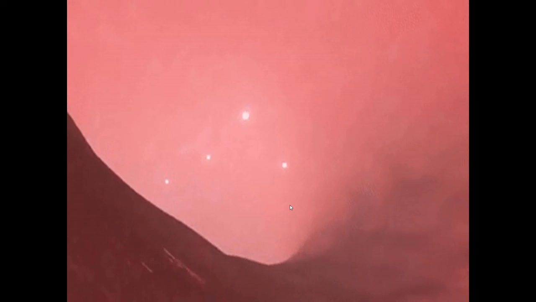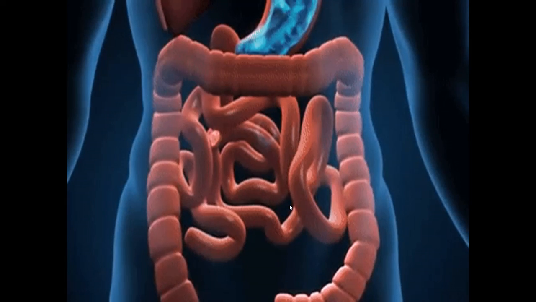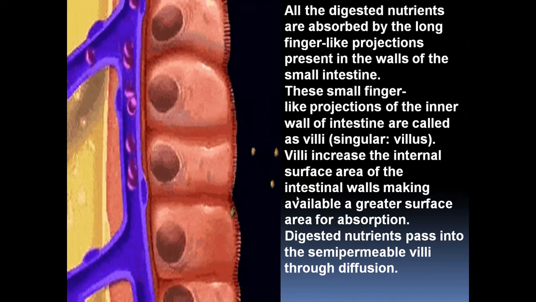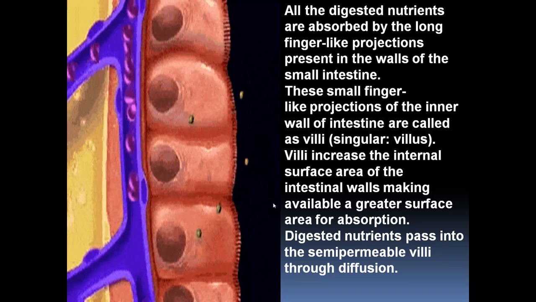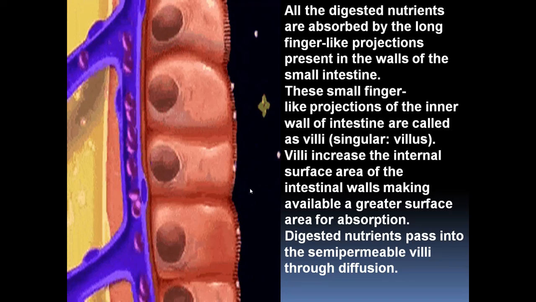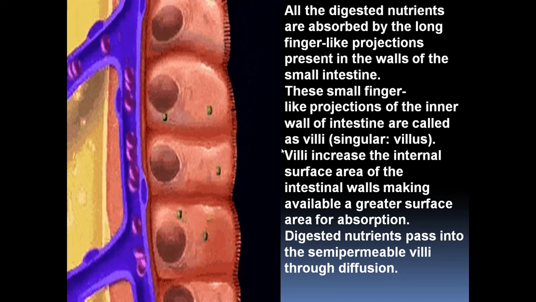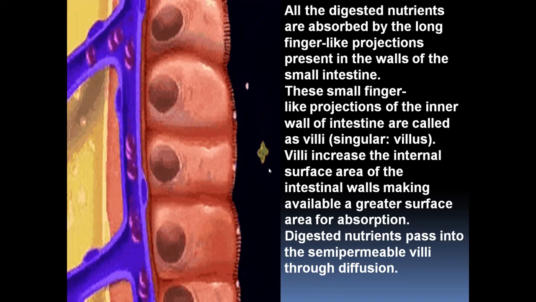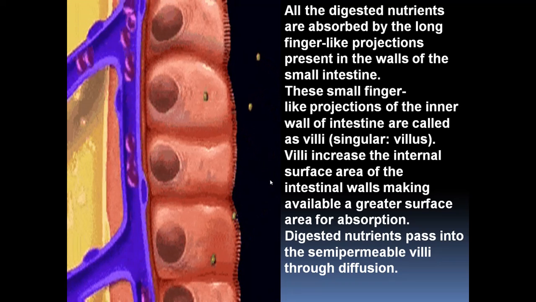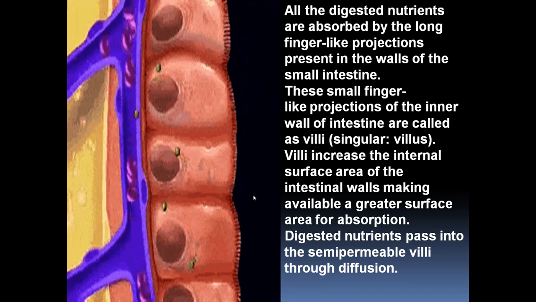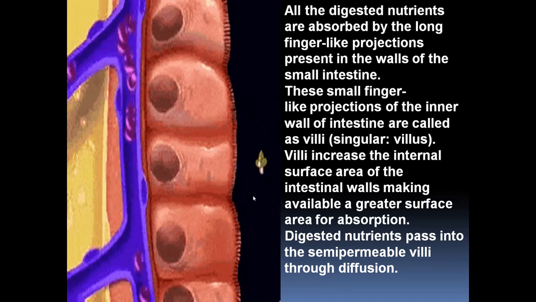Just look at the image here. Here you can observe this is the inner wall of the small intestine. It consists of many finger-like projections called villi that help in absorption of nutrition. All the digested nutrients are absorbed by the long finger-like projections. You can see many villi are present here. These are the villi, and you can see how villi are absorbing the nutrients. These small finger-like projections of the inner wall of the intestine are called villi.